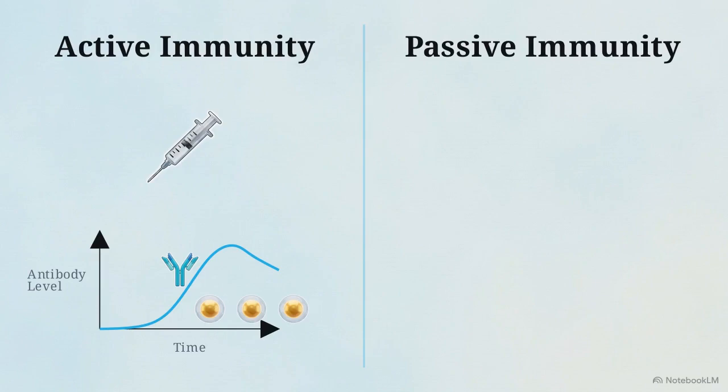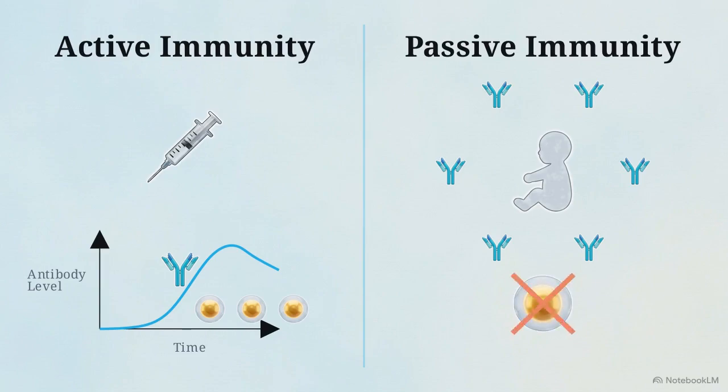Passive immunity provides immediate protection. Instead of making them, ready-made antibodies are introduced directly into the body. For example, a mother passes IgA antibodies to her infant through colostrum. This provides instant defense, but the infant's body does not produce memory cells from this process.